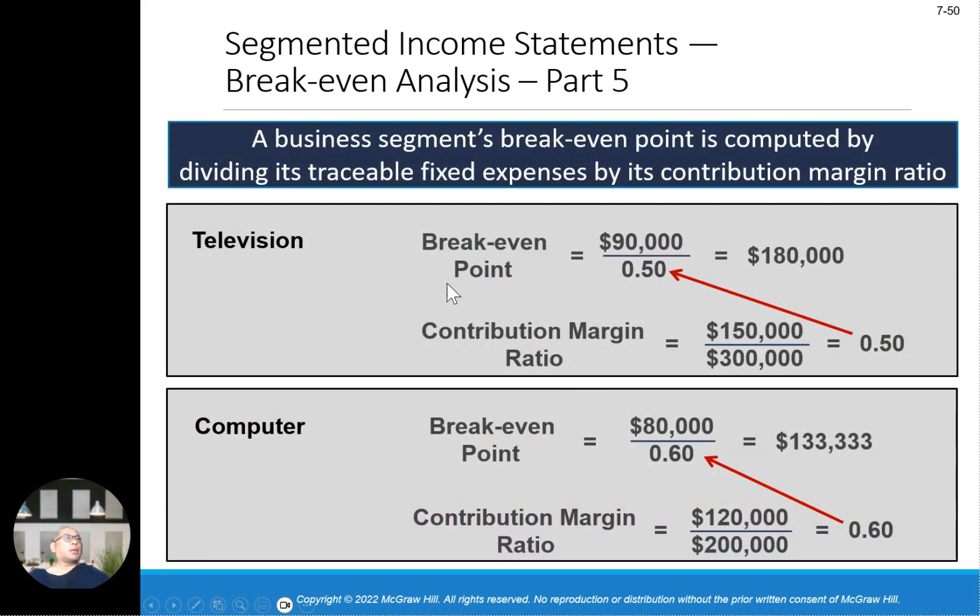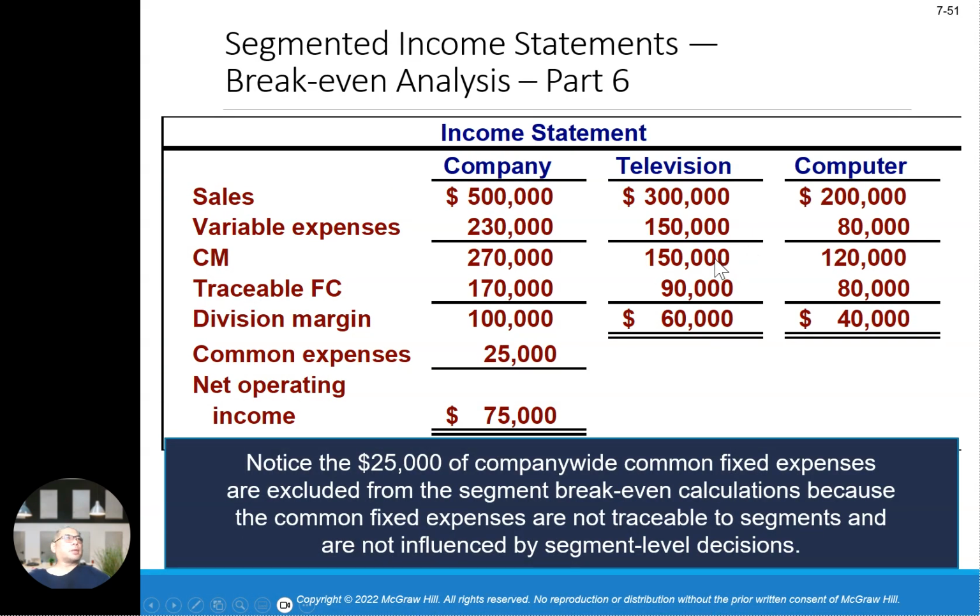When you calculate break-even point for television, 90 divided by 0.5, you get 180,000 here. Contribution margin 150 divided by 300, which is 0.50. For computer, 80,000 divided by 0.60 here, you get 133,000. Contribution ratio will be 120 divided by 200. Okay, you're going to look at this detail in the next slide, so you can see where it's coming from. Okay.